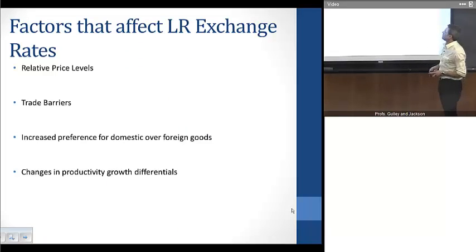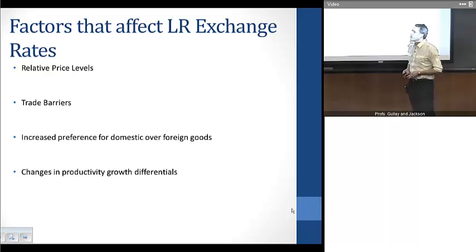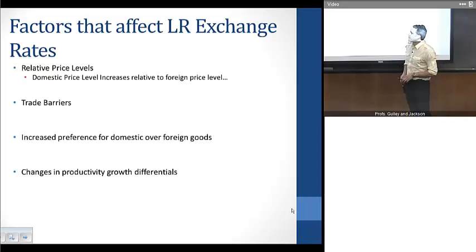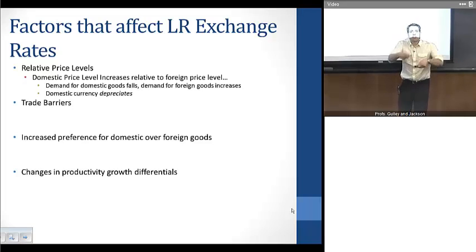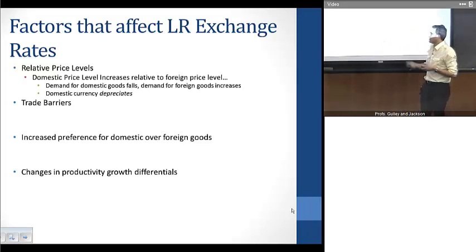And so that gets us again to thinking about these other factors that affect the long-run exchange rate. As I mentioned, the relative price levels, the basic idea here is if you have, for instance, the domestic price levels going up relative to the foreign price level, then what that means is that people are going to want to buy less domestic goods because they're more expensive, right? And they're going to want to buy more foreign goods. And the impact of that is because domestic goods are more expensive, the demand for domestic goods and assets goes down, and the domestic currency depreciates.